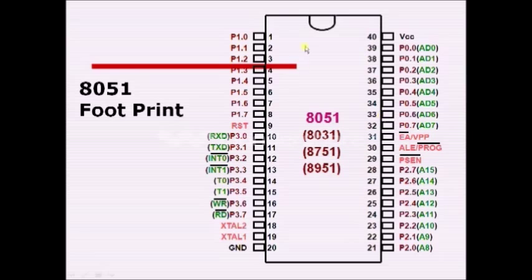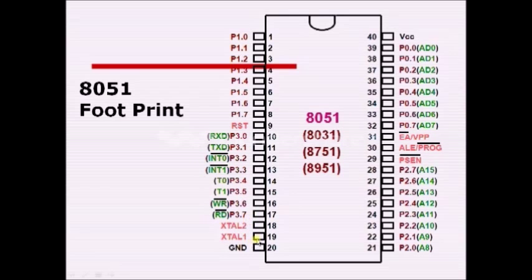Okay, this kind of package is called DIP, dual inline package. As you can see here, it has 40 pins in total. Out of these 40 pins, 32 pins are reserved for input output along with some other functionality, and the remaining 8 pins function as VCC, reset, ground and so on. So let us see the remaining 8 pins first, and then later we'll discuss these 32 pins.